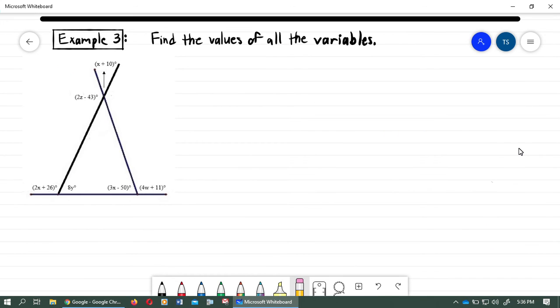Okay, all right, so guys, here we go. Example 3, with these problems dealing with the exterior angles and triangles. For this example, they're asking us to find the values of all the variables. Now, some of you might be looking at this diagram and saying, no, Mr. Starkey, why would you do that?